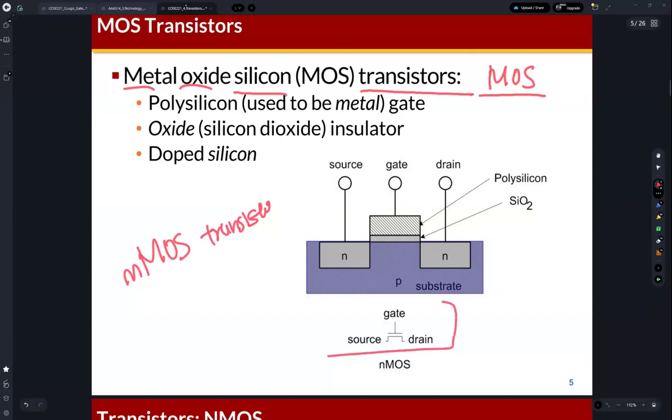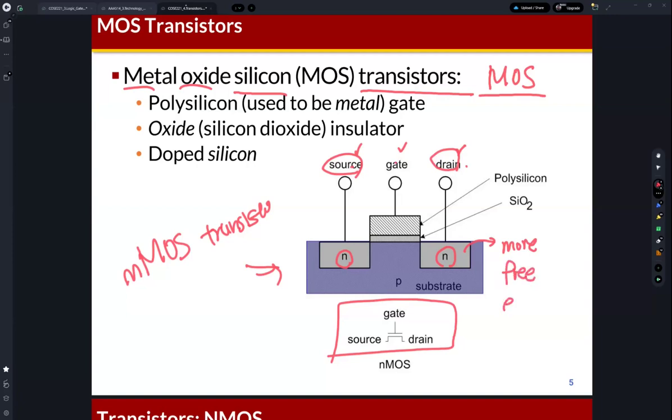As you can see, you can find the symbol of the transistor here. This is the symbol of the NMOS transistor. As I mentioned, this NMOS transistor has 3 nodes: gate, source, and drain. If you see the structure of this NMOS transistor, you can find the source is here, and drain is here, and gate is here. If you see these 3 nodes, then source and drain are connected to n-type silicon. Okay, so which means that this n-type silicon has more free electrons.